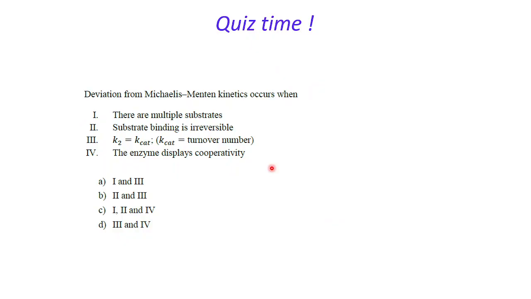Now the next one says: deviation from Michaelis-Menten kinetics occurs when. So when does deviation from Michaelis-Menten occur? I've got one answer.